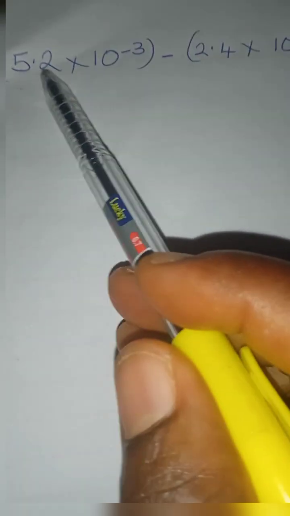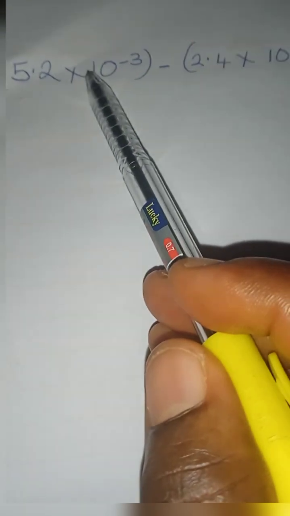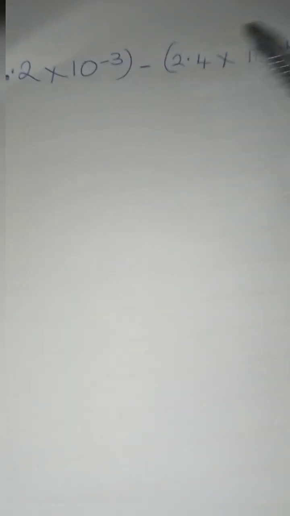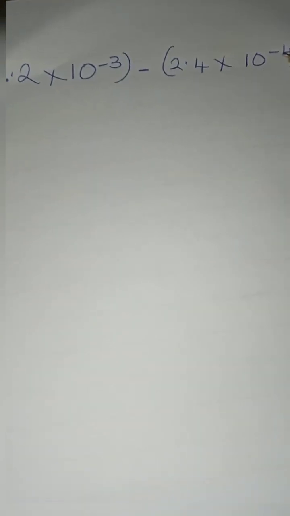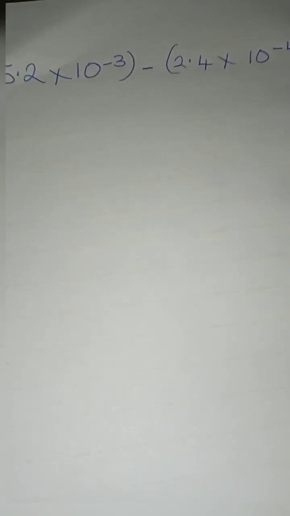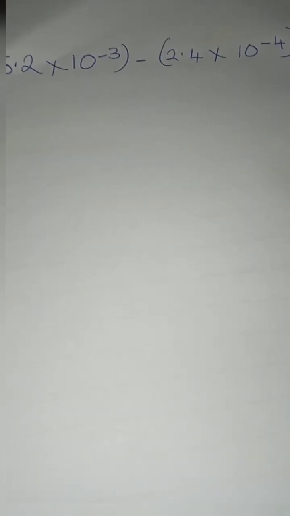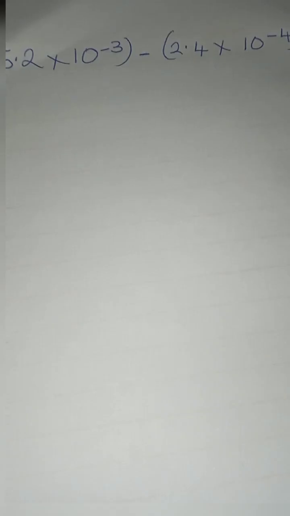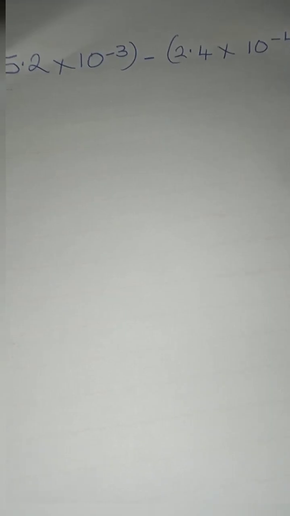This question: 5.2 times 10 raised to the power minus 3 minus 2.4 times 10 raised to the power minus 4. This one has minus 3, this one has 10 to minus 4, so we have to make the powers the same before we subtract. The one that has minus 3 is bigger than the one that has minus 4 when it comes to negative signs. Minus 3 is bigger than minus 4. Minus 4 is bigger than minus 5.